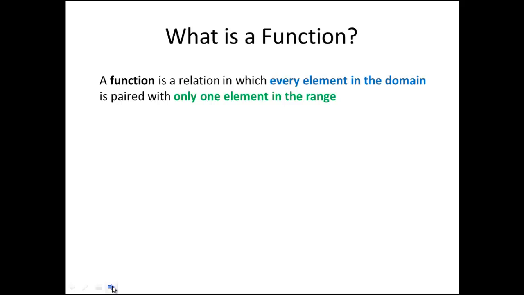Every element in the domain is paired with only one element in the range. Well, domain is talking about inputs or x values. Range is talking about outputs or y values. So what that really can be reworded as is that every x value is paired with only one y value. So let's take a look at this more closely.